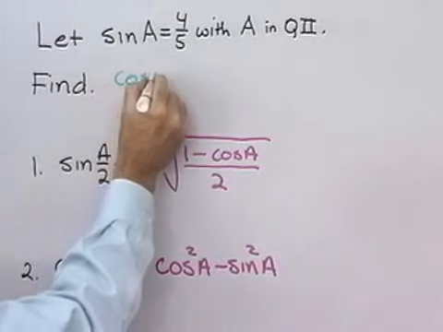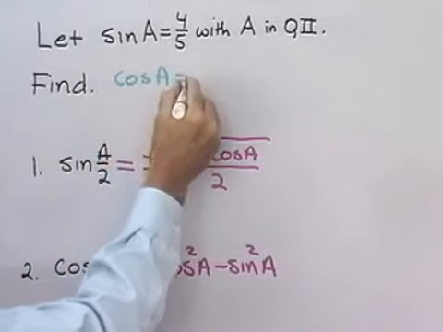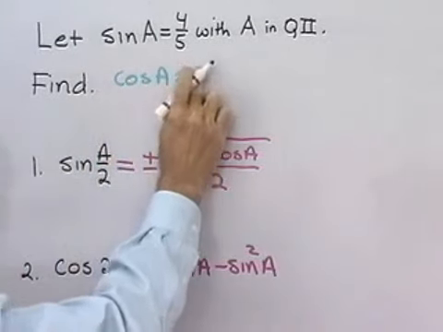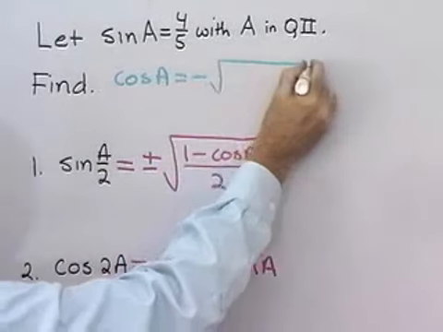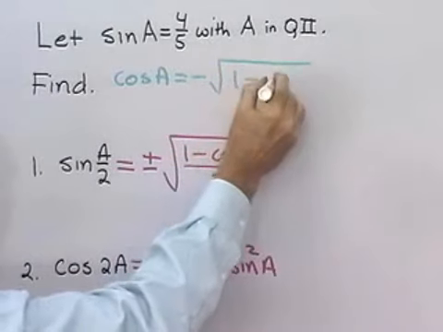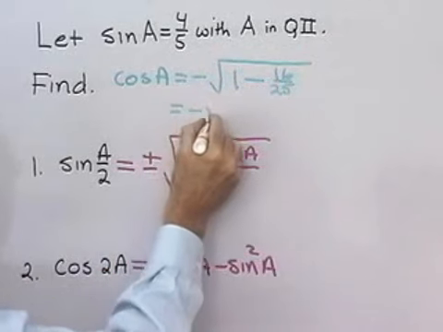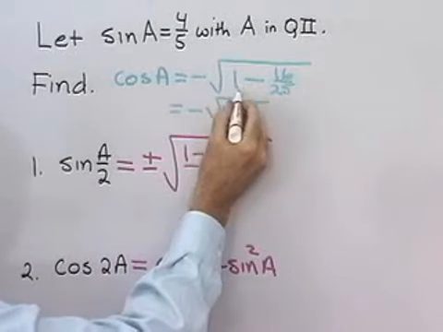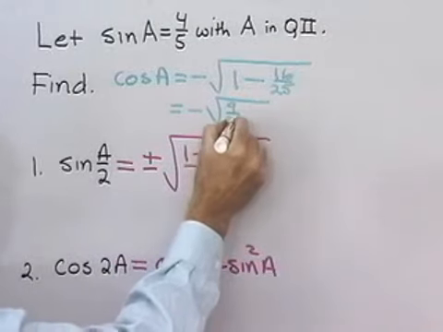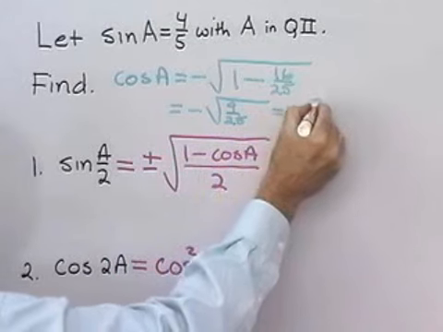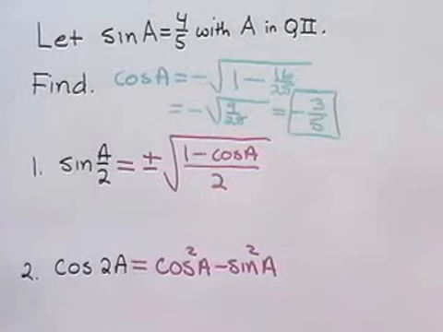Cosine of A, well, I could draw one of my little reference triangles and do it that way. Let's try an identity here this time. Plus or minus, well, I know that A terminates in quadrant 2, so cosine is going to be a negative number. 1 minus sine squared. Well, sine squared is 16/25. So that's minus the square root of 25/25 minus 16/25, which is 9/25. And just as you'd expect, this comes out 3/5. Probably knew that it was going to be that anyways. So that comes out negative 3/5.